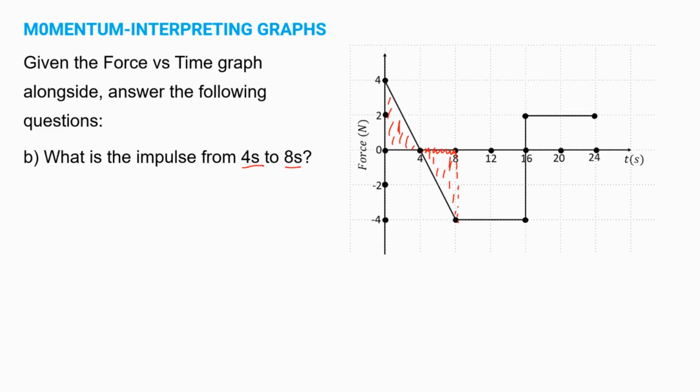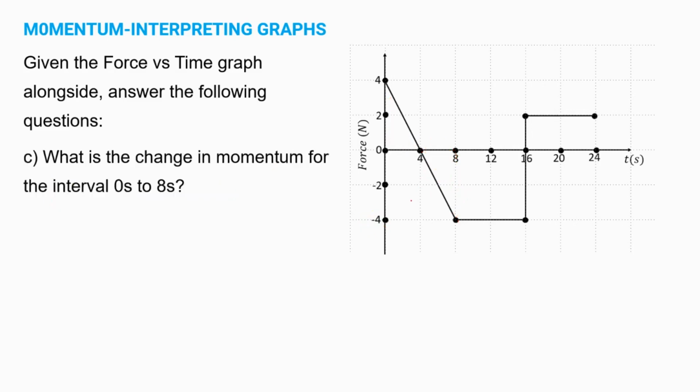But the distance from 4 to 8 here is 4, 0 to negative 4 is 4. But consider the direction. Now it's in the opposite direction. So it means it's going to be half, since it's a triangle, times negative 4 times 4, which is negative 8 newton seconds. Now, if you check, the magnitude is the same. What is the difference here? The difference is direction. Let's move on to C.